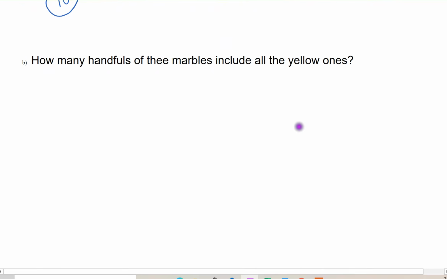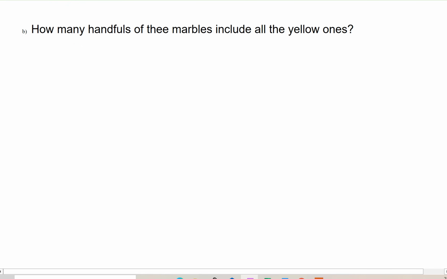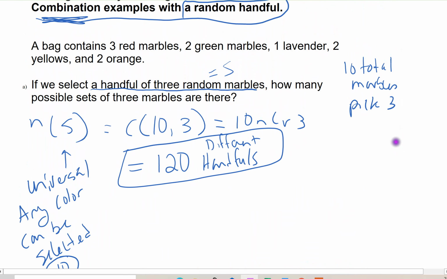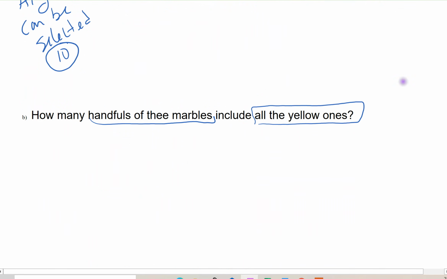So same bag of marbles, but now I want a different handful. This time I want a specific case. So that 120 was all the different cases. I'm still picking a handful of 3. So I still have 10 marbles, I'm choosing 3. But I want the outcomes, out of my universal set, where I selected all of the yellow ones. Alright, so I've got 2 yellow ones.